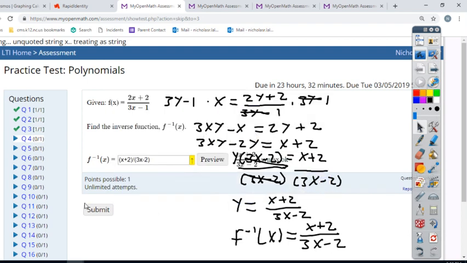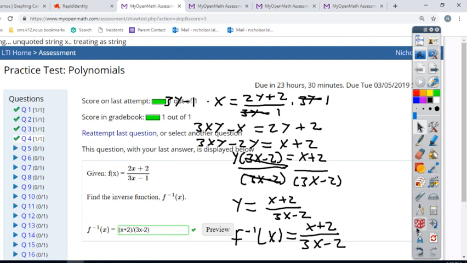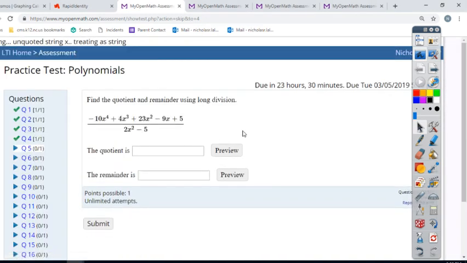Hit the save button. I'm going to submit that. One out of one, got it right. That's excellent. Let's go to question 5. So you need to find the quotient and remainder using long division.